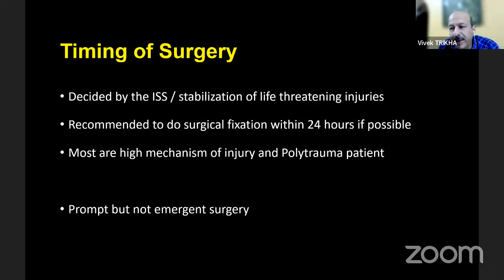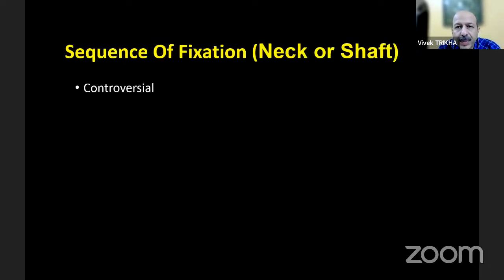Then when do we fix these fractures? It's based on the high velocity and the ISS, the injury severity score. Stabilize the life-threatening injuries first, and then try to fix them as early as possible. Remember, most of them are polytrauma patients, so maybe immediately you may not be able to fix. Sometimes damage control orthopedics also needs to be applied in view of abdominal or other injuries. Prompt, but not emergent, surgery is usually done in a polytraumatized situation.